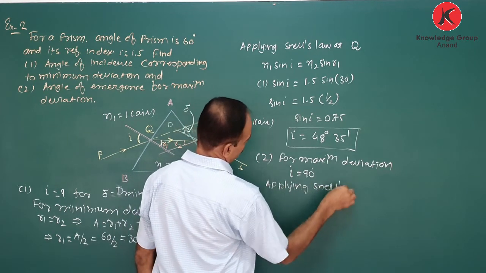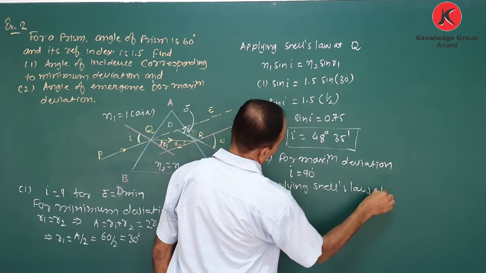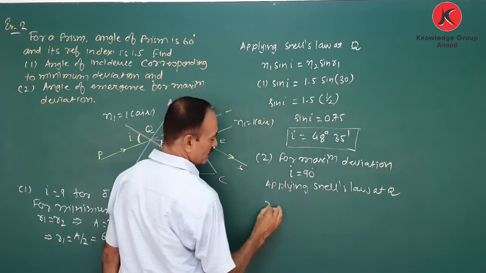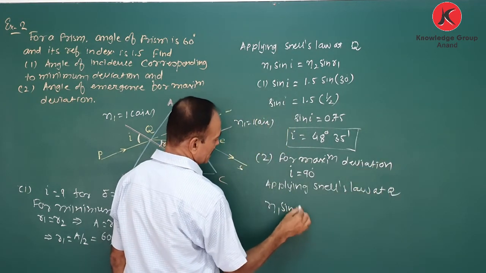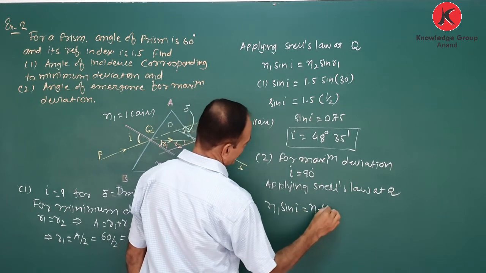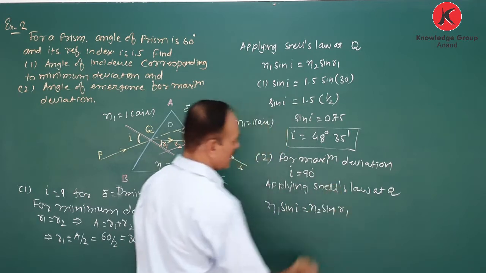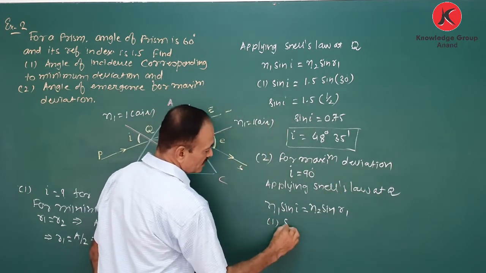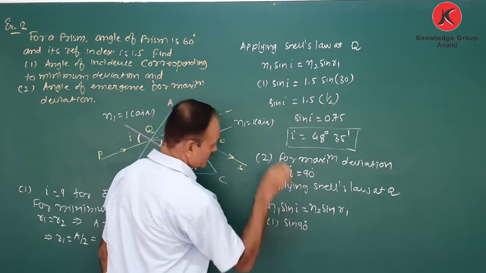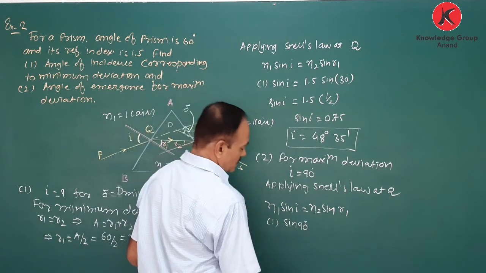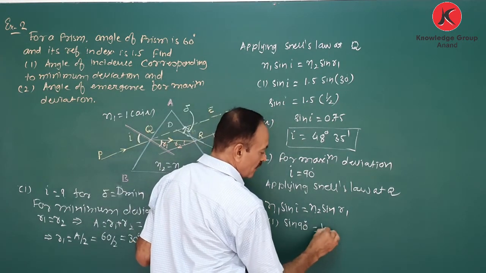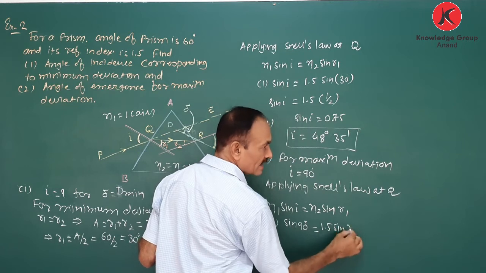Therefore, applying Snell's law at Q: N1 sin I is equal to N2 sin I1. N1 is equal to 1, sin 90 is equal to 1.5 sin I1.